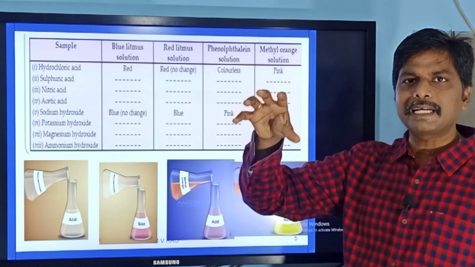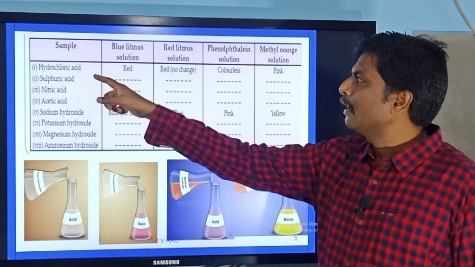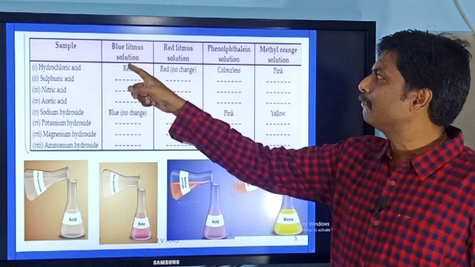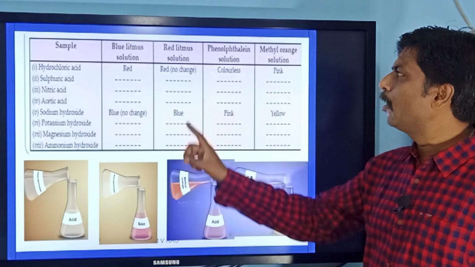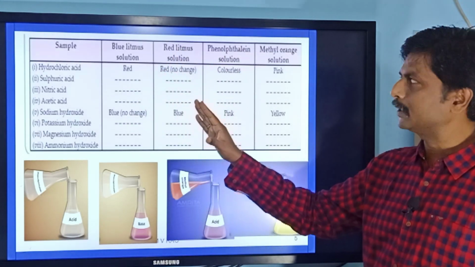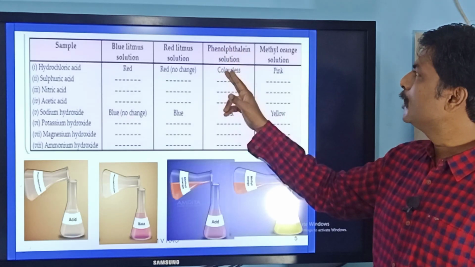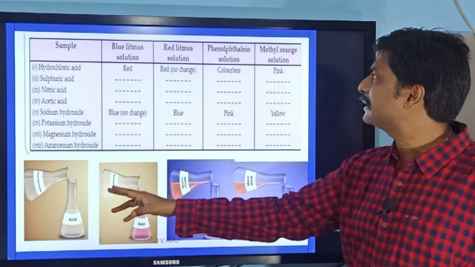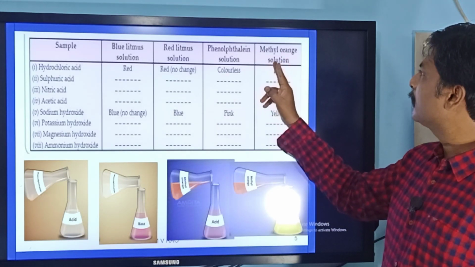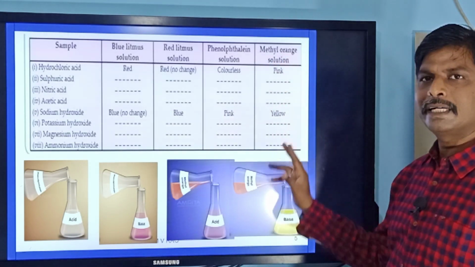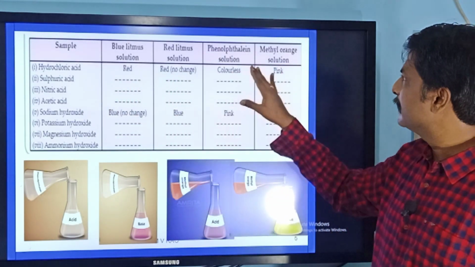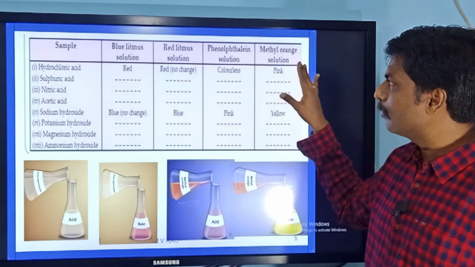After performing the activity, you will observe this. Hydrochloric acid turns blue litmus to red. Hydrochloric acid does not change the red color of red litmus solution. Phenolphthalein solution is colorless in acid, hydrochloric acid. With methyl orange indicator, it turns pink. So it is about HCl, hydrochloric acid.